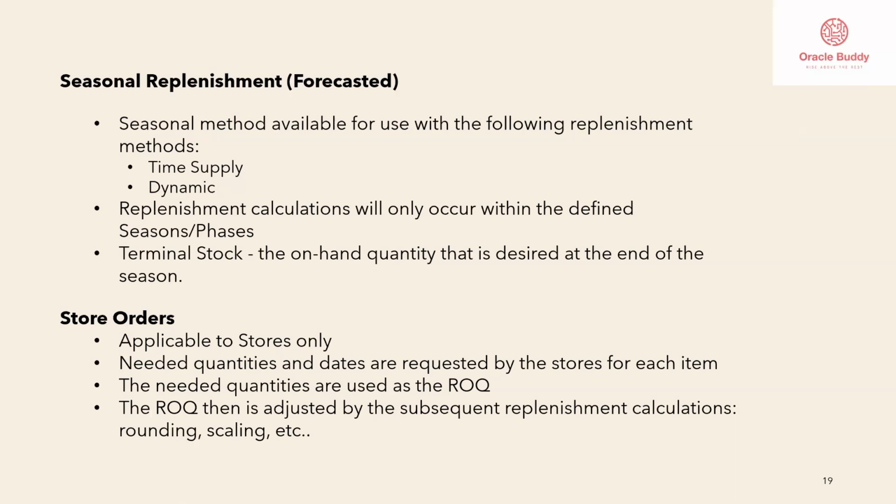Store orders. Applicable to stores only. Needed quantity and dates are requested by the store for each item. The needed quantity is used as the ROQ. The ROQ then is adjusted by the subsequent replenishment calculations like rounding, scaling, etc. And then based on that, a purchase order is created. So it is basically the store ordering some of the goods.